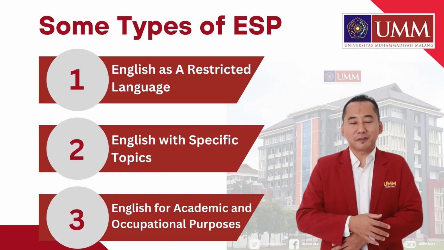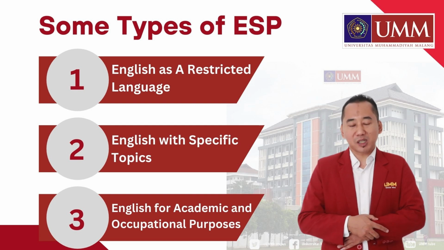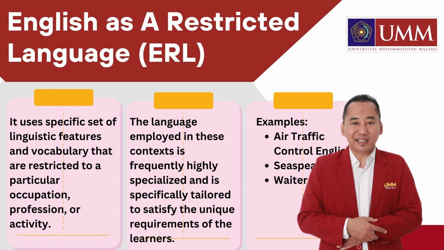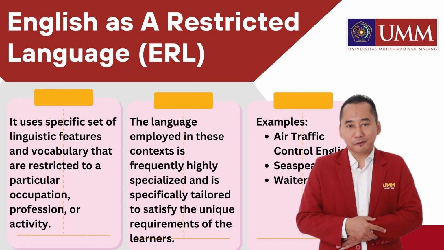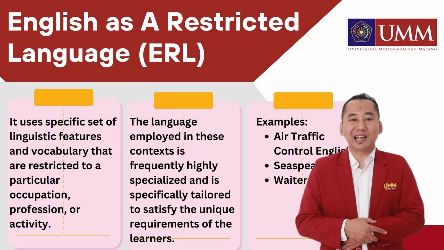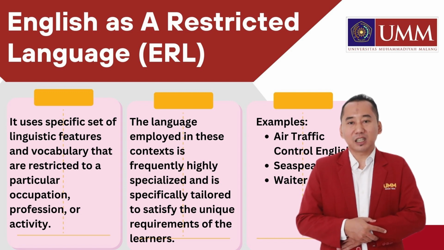There are some types of ESP, which consist of English as a restricted language, English with specific topics, and English for academic and occupational purposes. The first is English as a restricted language, or ERL. This type of ESP involves using a limited vocabulary and simplified grammatical structures to communicate in specialized fields or situations. This approach is designed to facilitate clear and unambiguous communication, particularly in technical or safety-critical environments.